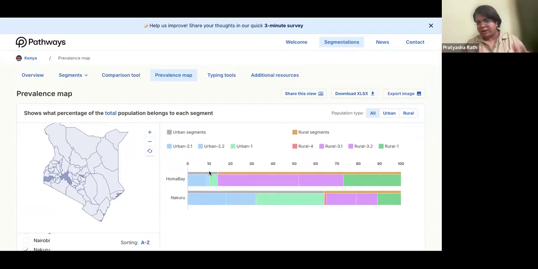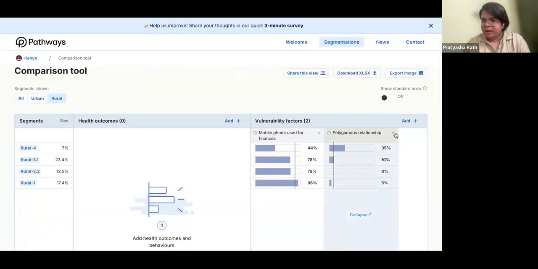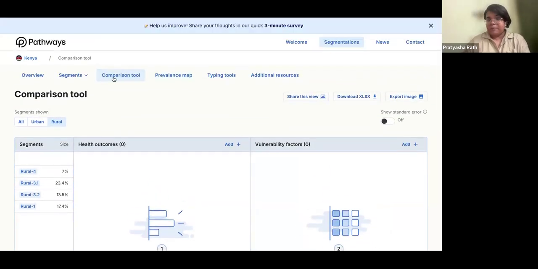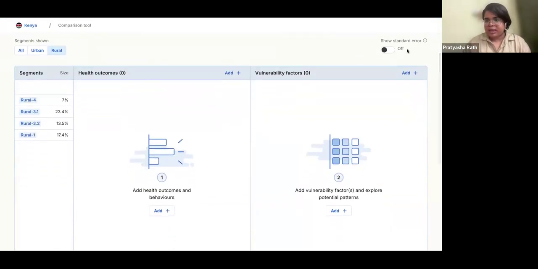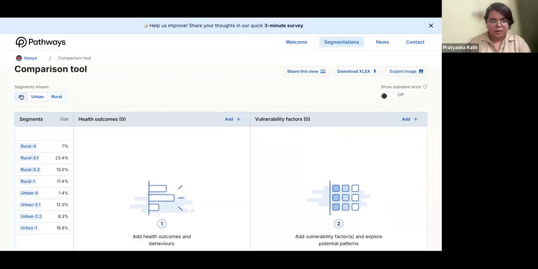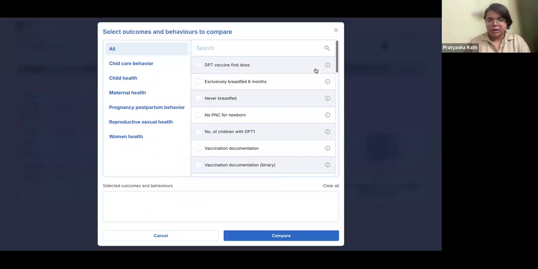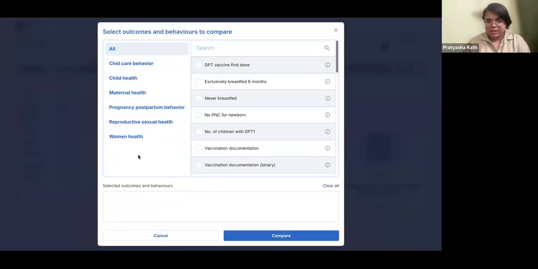Now that you've had some understanding of introduction to segments, prevalence numbers, outcomes, the time comes to actually look at how do I solve? I know I want to work on family planning, but even within family planning, how do I know how segments are really faring? This is a tool which we call the comparison tool, which is a very interesting way to look at data. So say at this point, I have selected all segments and I want to look at a couple of factors around health outcomes, I select this add version and I go into these health areas.